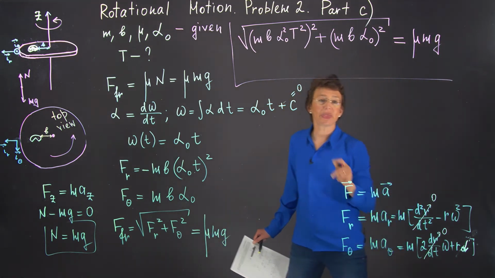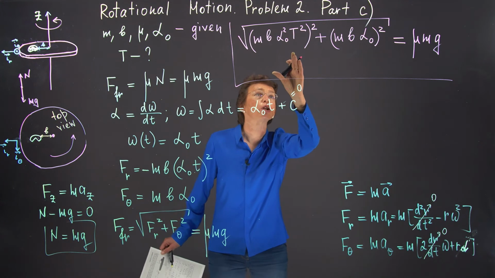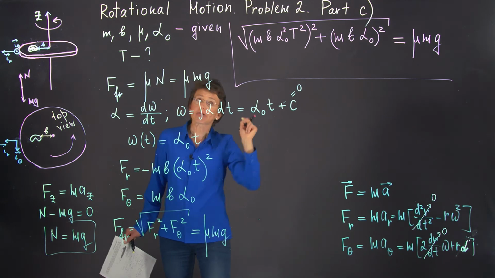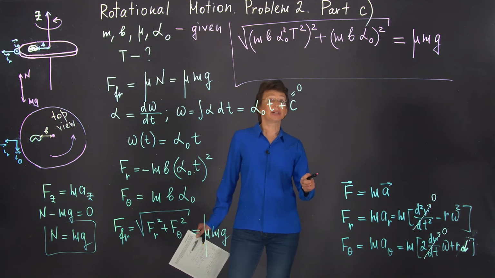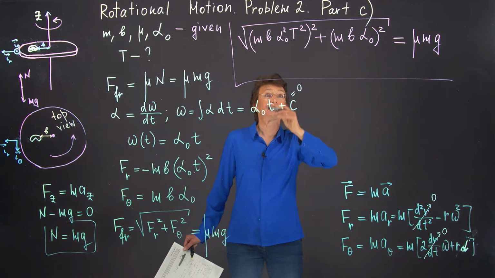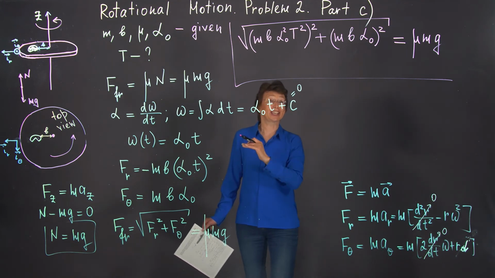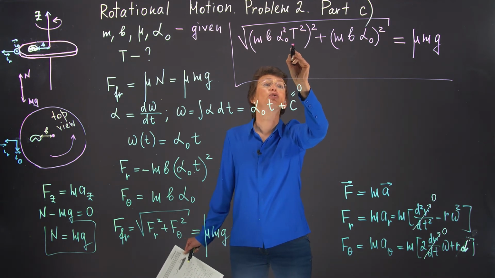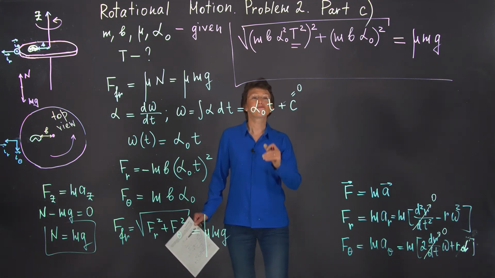Remember what they asked us? They asked us to find an equation that could be solved to find time t when this piece of cheese is ready to slip. Did we do that? Have we achieved that? What do we have? We have one equation and one unknown, t capital, the time when it is ready to slip. Every other quantity is given. So we solved the problem. We found the equation that could be solved to find t capital. One equation, one unknown variable, problem solved.